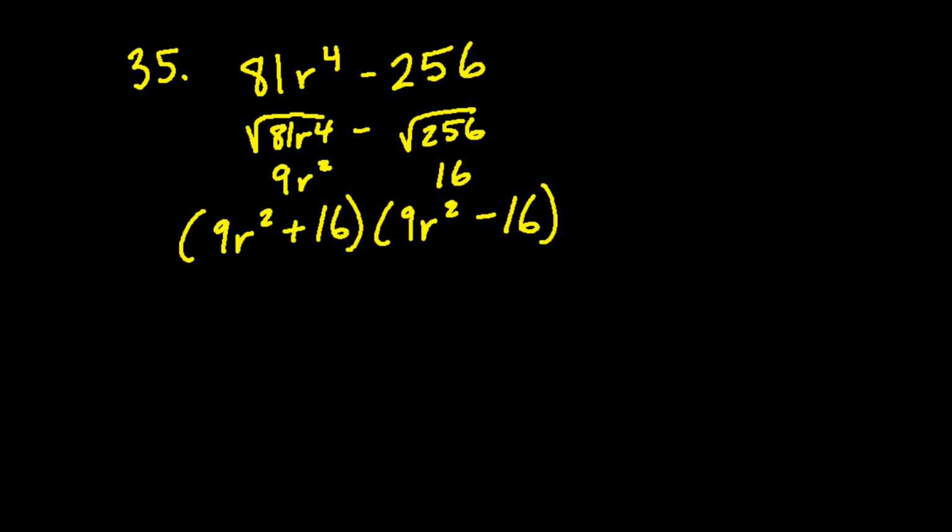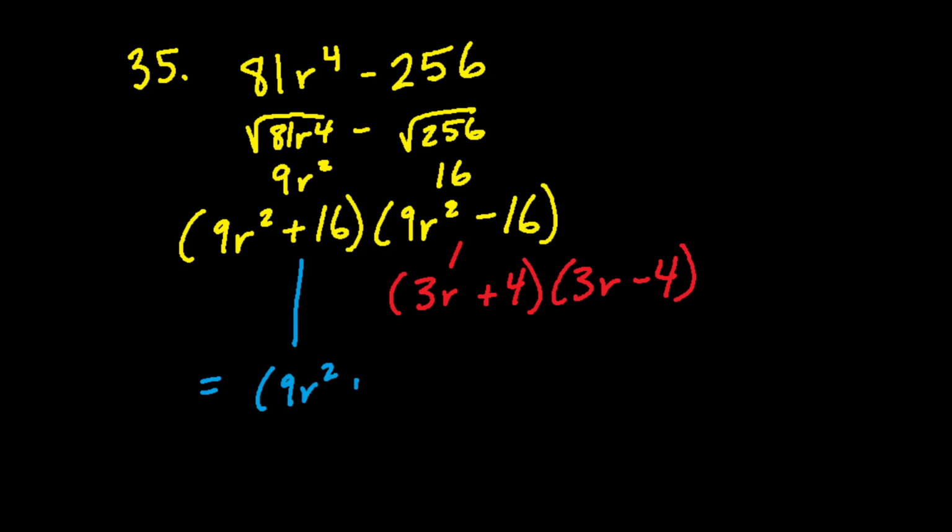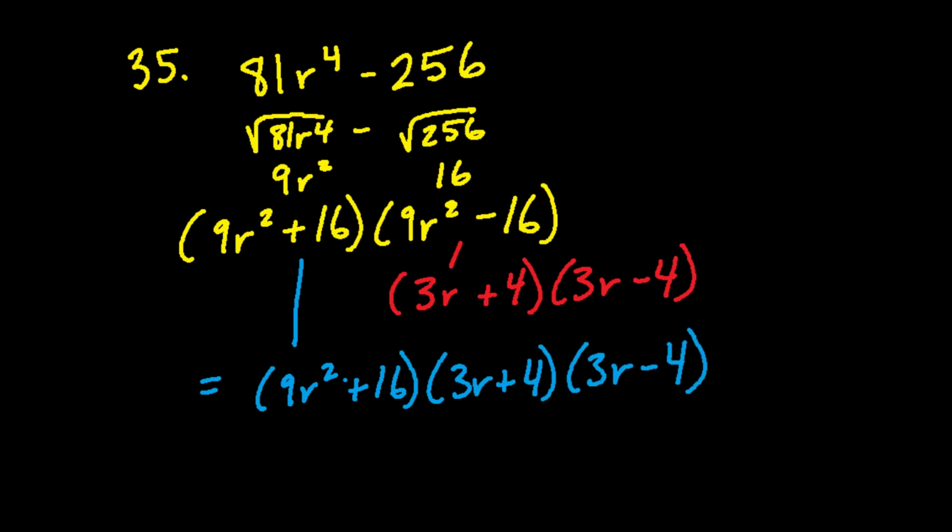We should notice that we have another difference of two perfect squares here. So this one will go further into 3r plus 4 and 3r minus 4. So the final answer is going to be 9r squared plus 16 times 3r plus 4 times 3r minus 4. Keep in mind there is no sum of two perfect squares formula, so the 9r squared plus 16 cannot be factored further. So this is a final answer.